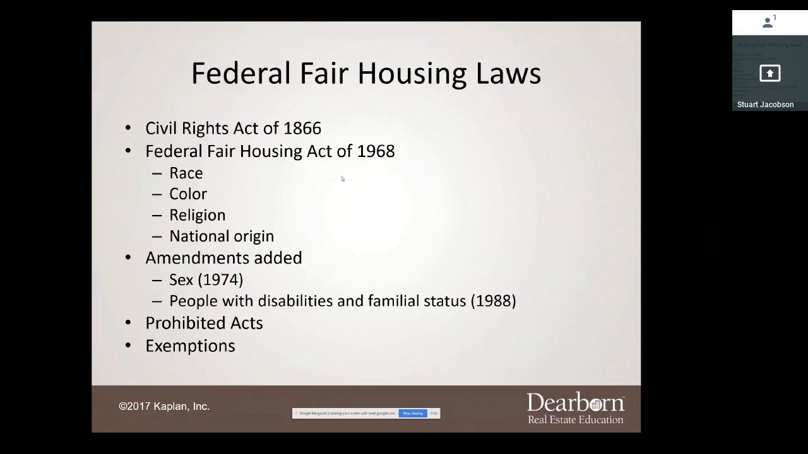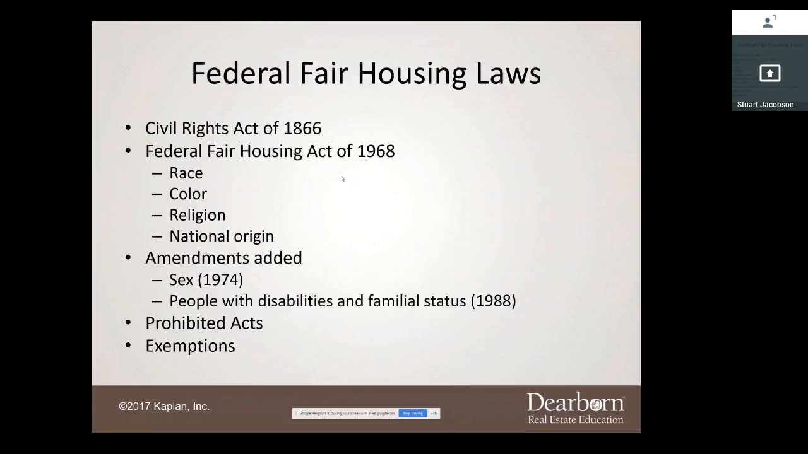So let's start with our federal fair housing laws, okay? The first one that I want to talk about is the Civil Rights Act of 1866. When I discuss the laws, I'm going to go into the things that you really need to know about it, the things you really want to remember, and there are some other things that you might find as minutia. I'm really going to go through the things that you really need to remember, okay?